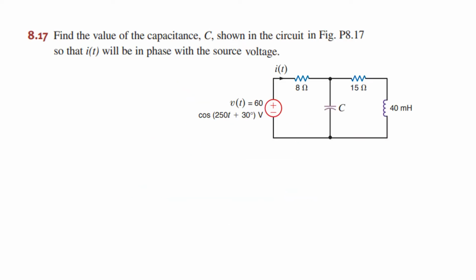Question is, find the value of the capacitance. So we need to find this capacitance shown in this circuit so that IT, the current IT, will be in phase with the source voltage. So this is the source voltage. We want this current to be in phase with the voltage.